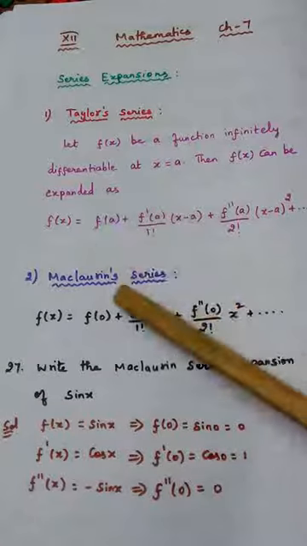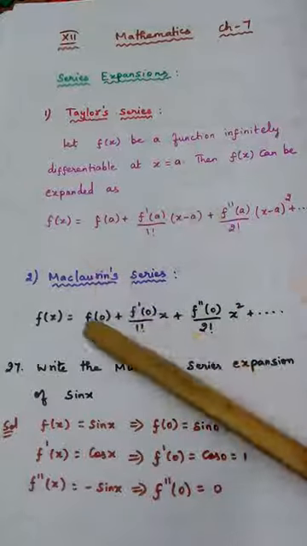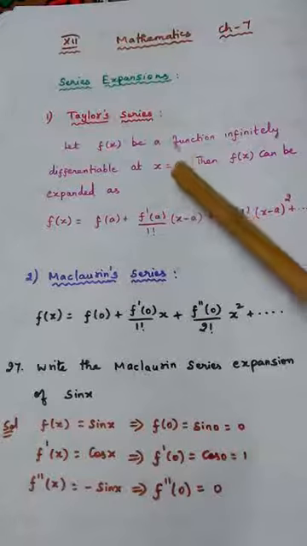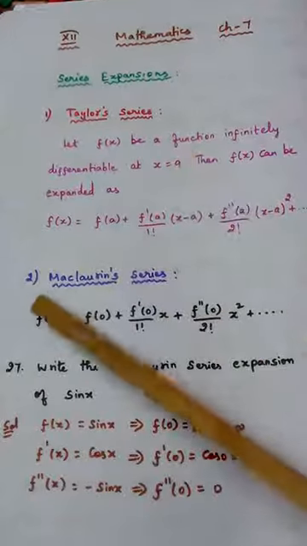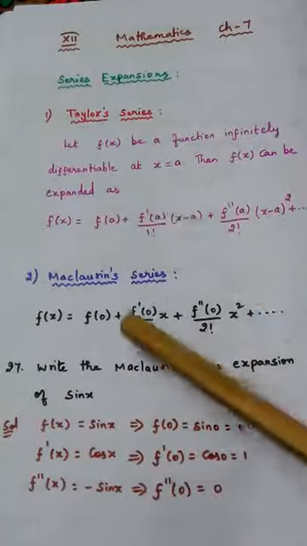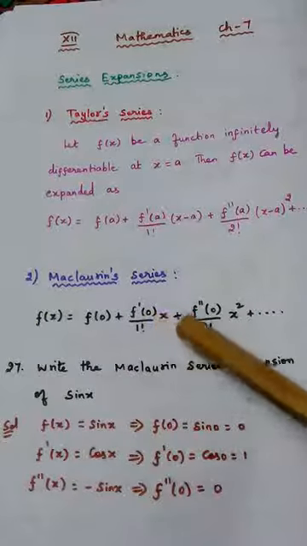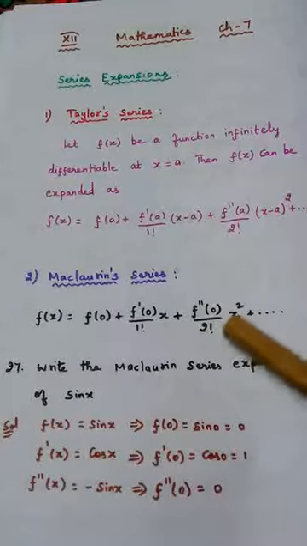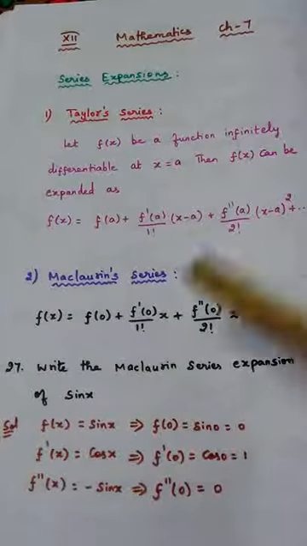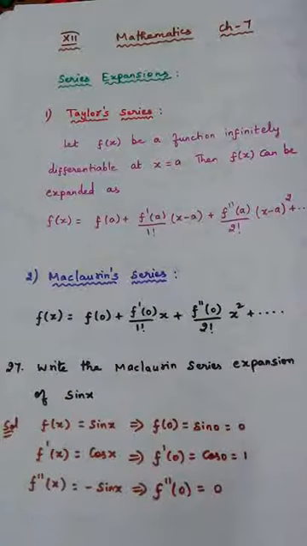So Maclaurin series is obtained from Taylor series by putting a equal to 0. In place of a we are putting 0. So the formula comes like this. f of x equal to f of 0 plus f dash of 0 by 1 factorial into x plus f double dash of 0 by 2 factorial into x square plus etc. So if they ask in a 2 mark question, very simple answer. Just by writing this line you can easily score the 2 marks.